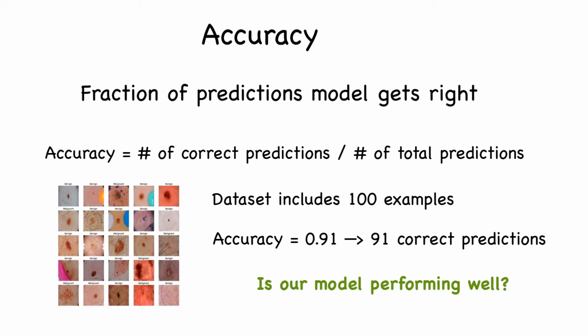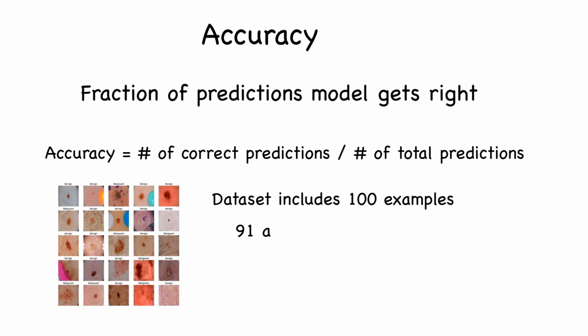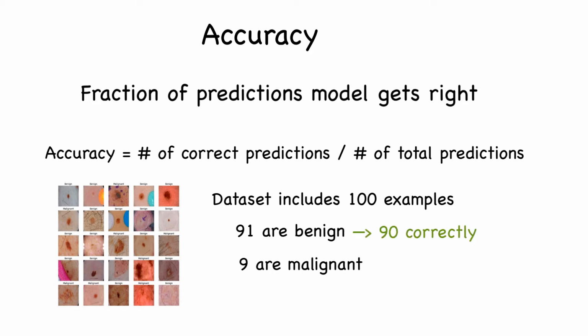Let's say that of the 100 tumor examples, 91 are benign and 9 are malignant. Of the 91 benign tumors, the model correctly identified 90 as benign, which is good. However, of the 9 malignant tumors, the model only correctly identified 1 as malignant, which is a terrible outcome because 8 of the 9 malignancies went undiagnosed.